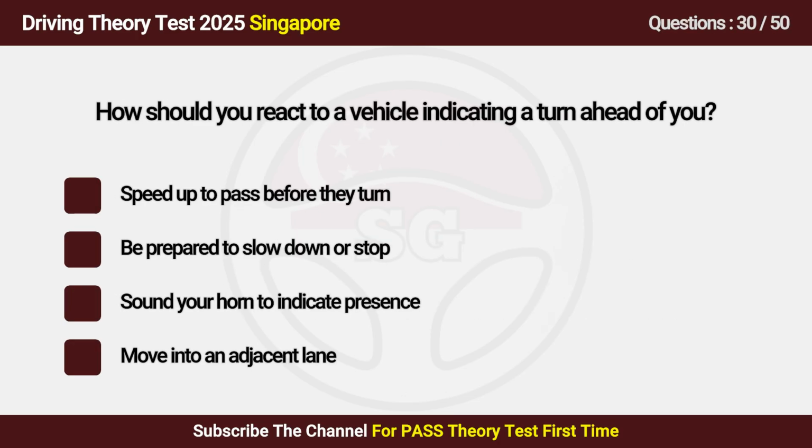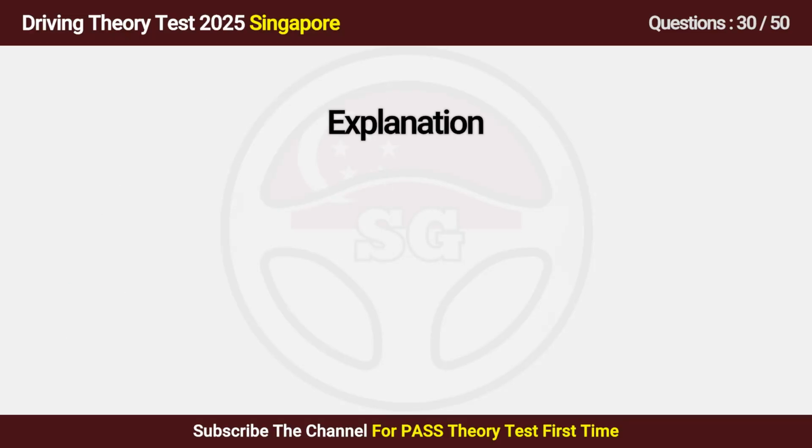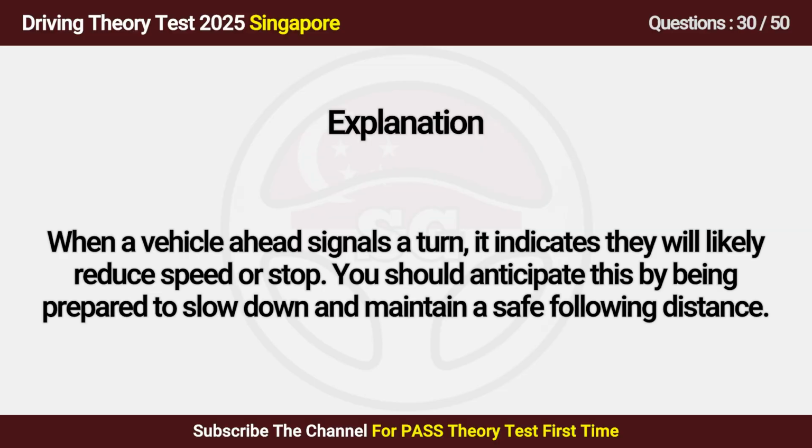Question 30. How should you react to a vehicle indicating a turn ahead of you? A. Speed up to pass before they turn. B. Be prepared to slow down or stop. C. Sound your horn to indicate presence. D. Move into an adjacent lane. Answer is B. Be prepared to slow down or stop. When a vehicle ahead signals a turn, it indicates they will likely reduce speed or stop. You should anticipate this by being prepared to slow down and maintain a safe following distance.